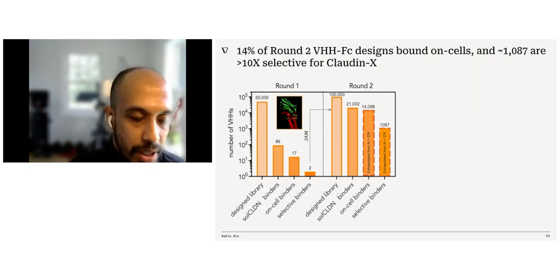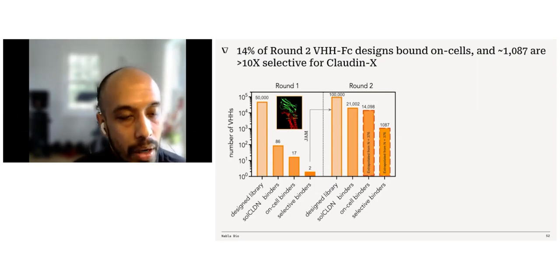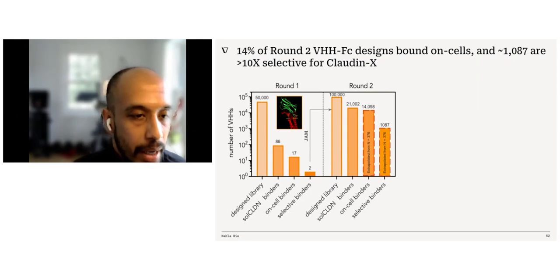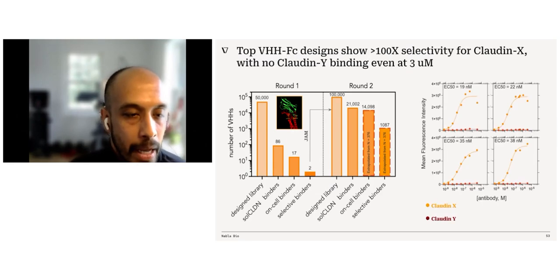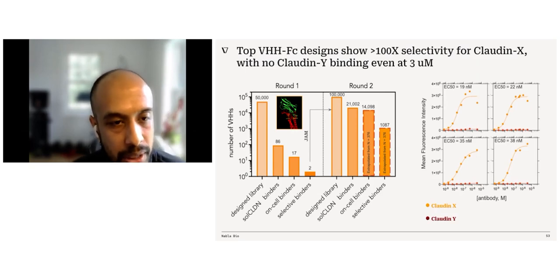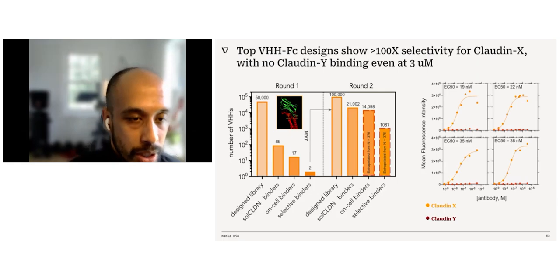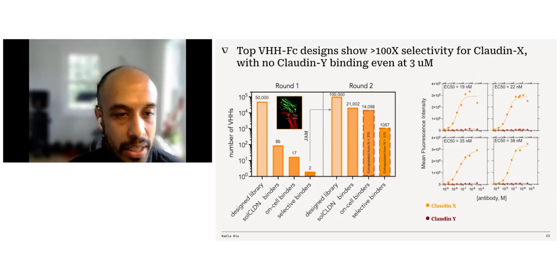And then again, from the subset of 376 we characterized, based on the percentage we saw that were greater than 10x selective for claudin X, we extrapolated that about 1,000 of these 14,000 show greater than 10x selectivity for claudin X. And we characterized the selectivity for some of the most promising ones. And these are just 4 examples of the top 4 most selective designs we found in this elaboration round.